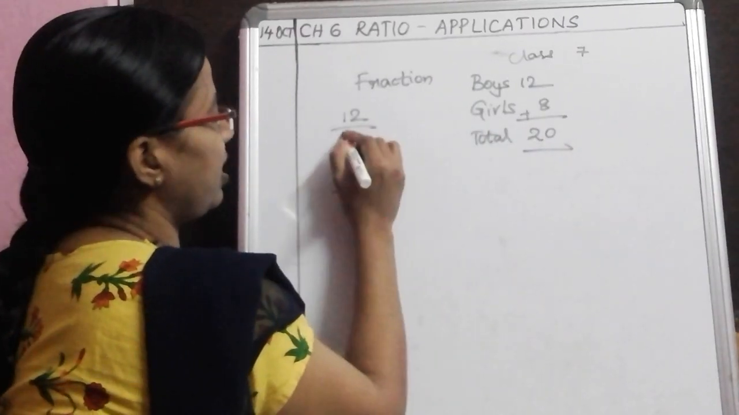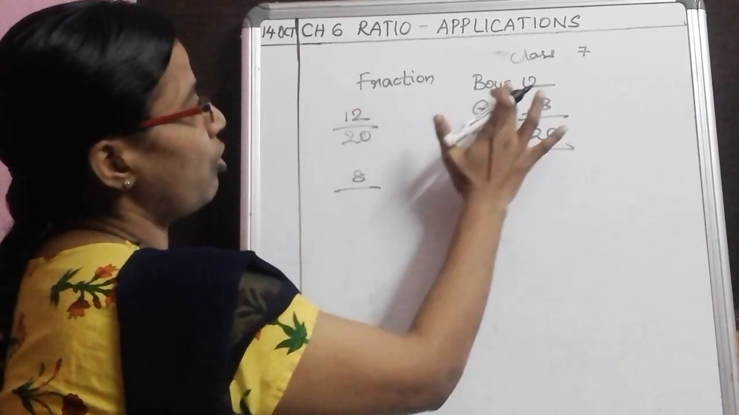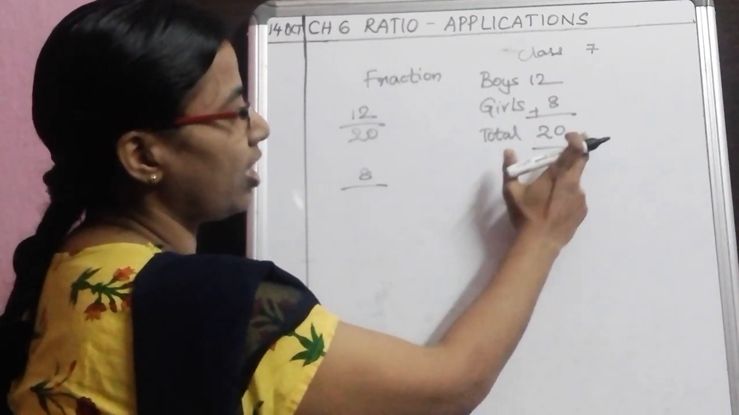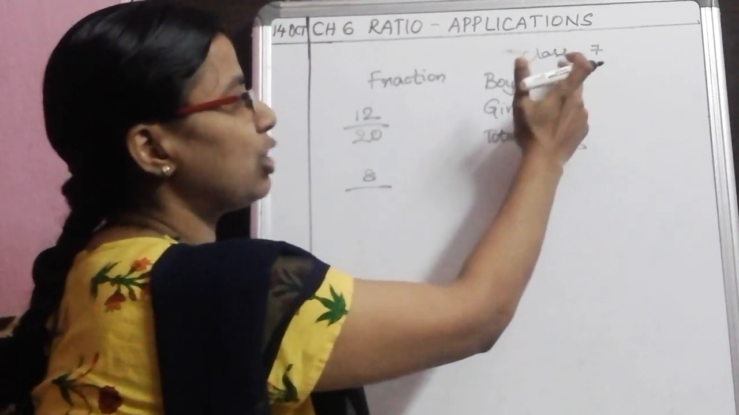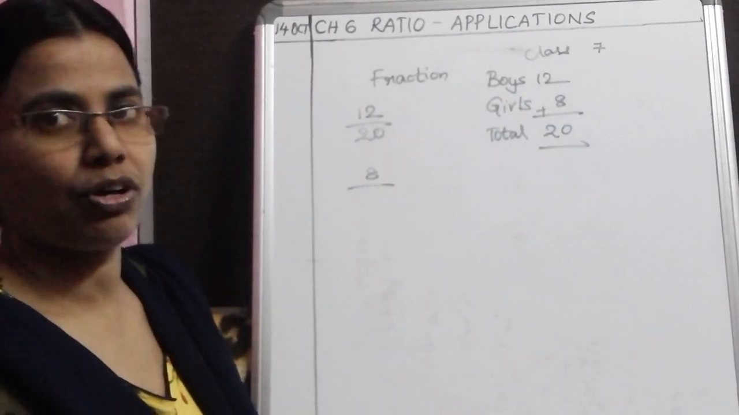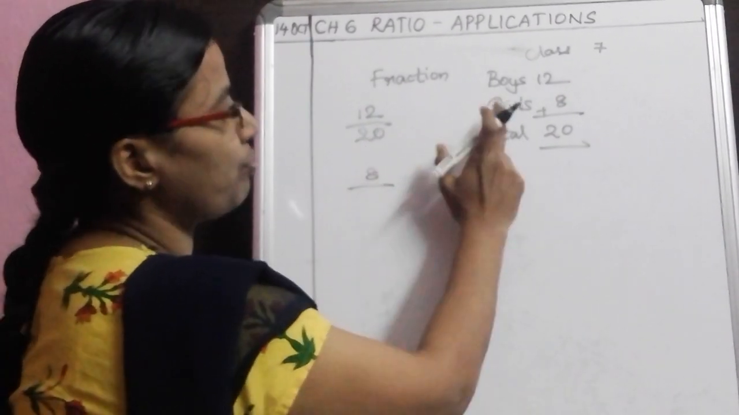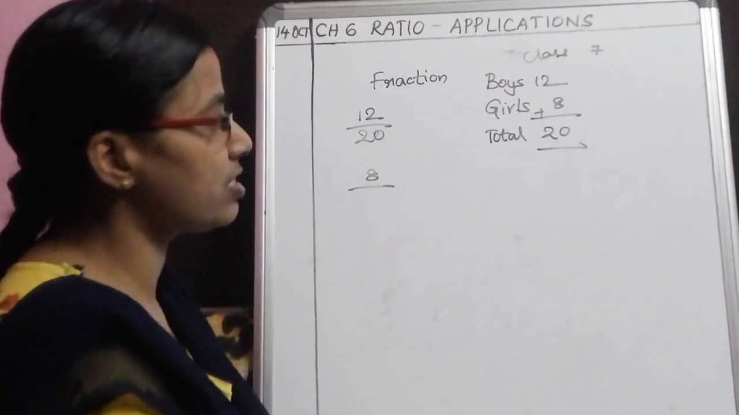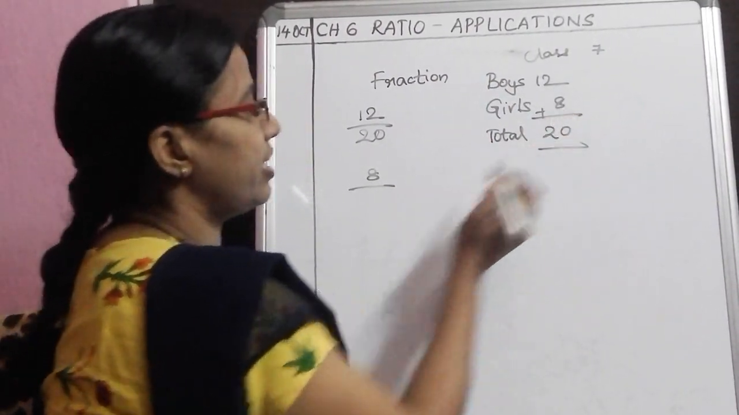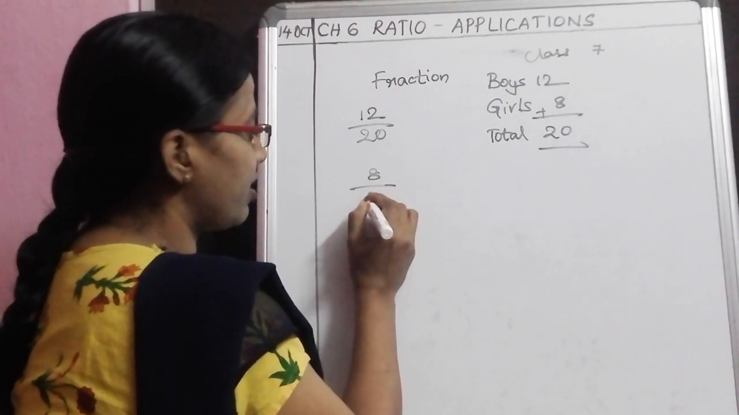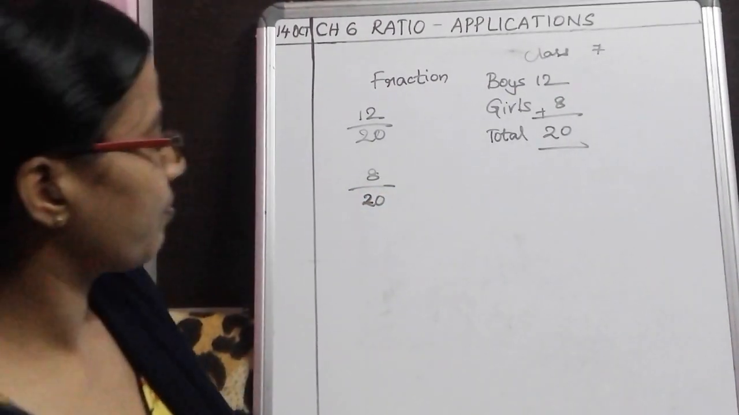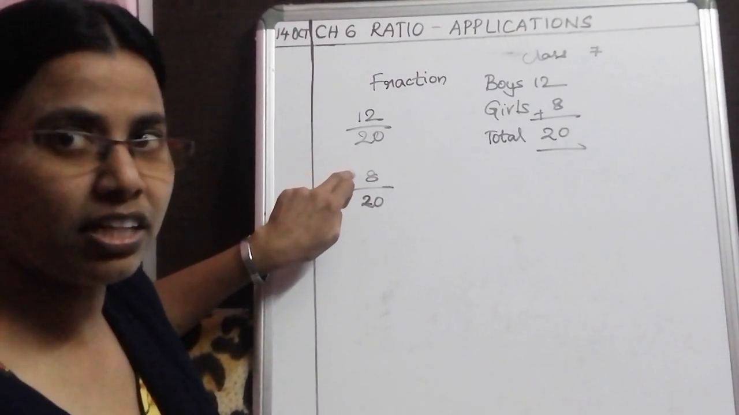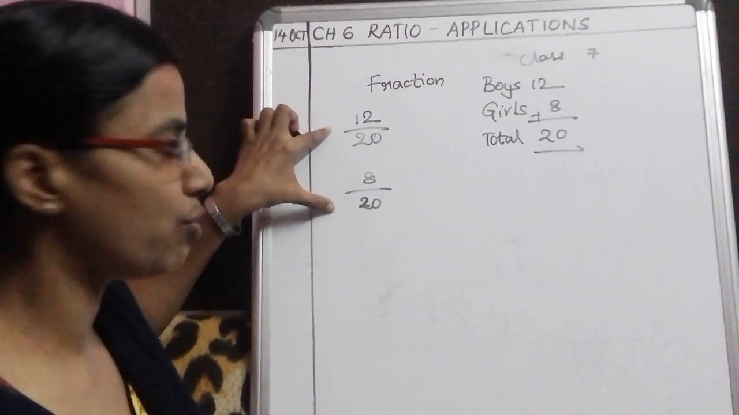12 by 20. Total number of boys. Boys are 12 out of a total of 20. Out of that, 12 of them are boys. Okay. Now if I want to find out the fraction of girls in the class, there are 8 girls in the total strength, that is 20. Or out of 20, 8 students are girls. This is the way you are going to represent it.